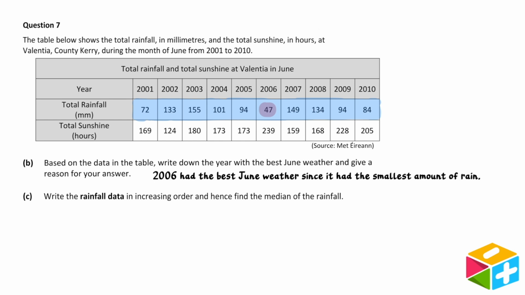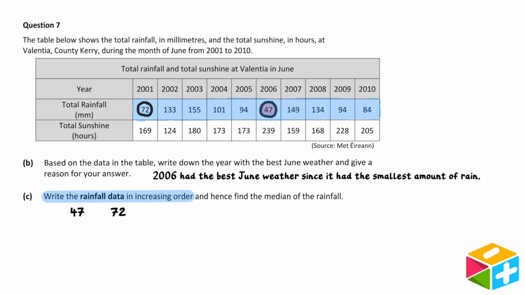In part C, our first task is to write the rainfall data in increasing order. In other words, from smallest to largest. Well, in part B, we observed that 47 was the smallest value in our rainfall data. So let's start with this. Scanning through our numbers, we'll notice that 72 is the next smallest value.